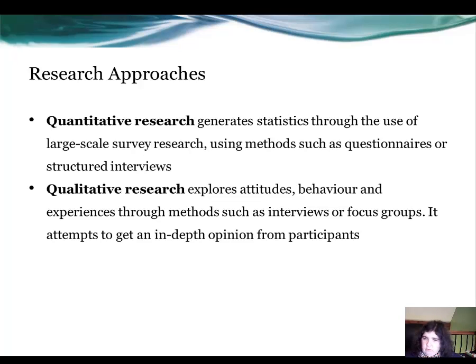Conversely, qualitative research explores attitudes, behaviours and experience through methods such as interviews or focus groups. Here, the attempt is to get an in-depth opinion from participants. So the difference between the two is that one generates opinions and the other generates figures, statistics. Now you have to consider what approach actually suits you as a researcher, and that's something to contemplate.